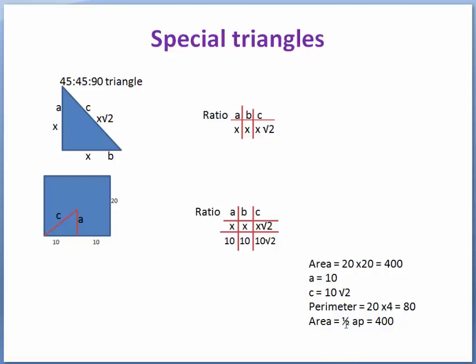The area is given by a half AP, where A is the apothem and P is the perimeter. So the perimeter is given by 20 times 4, which is 80. So a half, 10 times 80, 400.